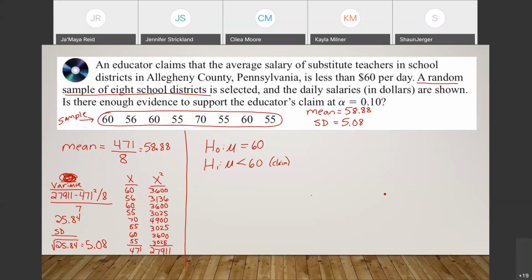All right, so for step 2, if it's less than, we know that we're going to shade on the left. All right, and I'm going to go to my new table, and I'm going to try to find that t-score that goes with it. So 1 tail, 0.10, and 7 down the side. 1.415, or negative.